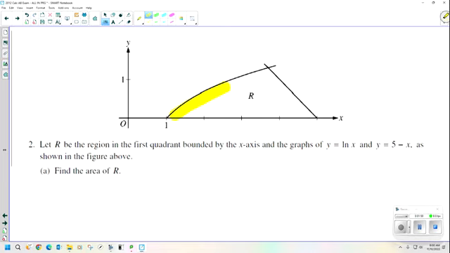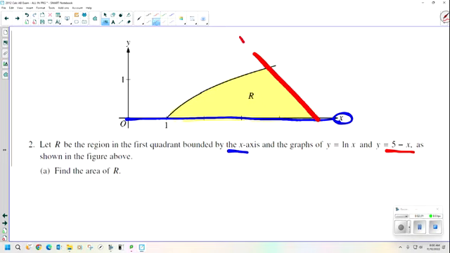Okay, the area of R is all of this under the curve. All right, we're going to go here. The x-axis, in case you didn't know, is this right here. And then we have 5 minus x. That's the straight line here, the straight line of y equals 5 minus x. And then we have this ln of x, which is the curved graph right here. Y equals ln of x.